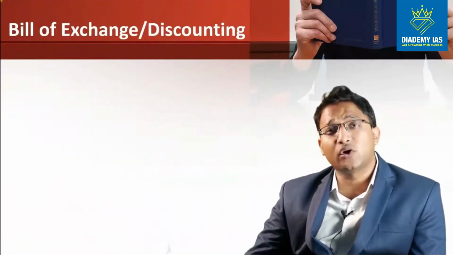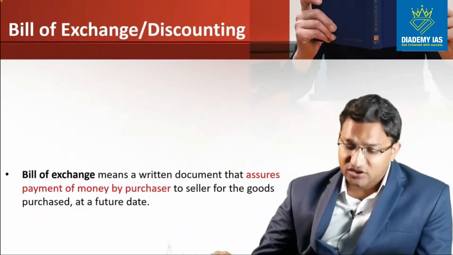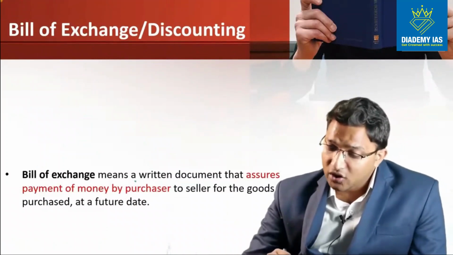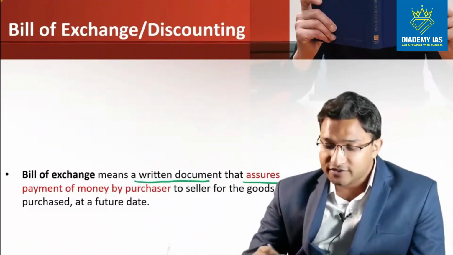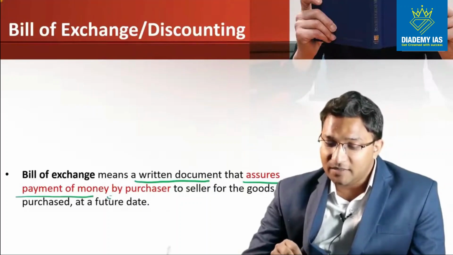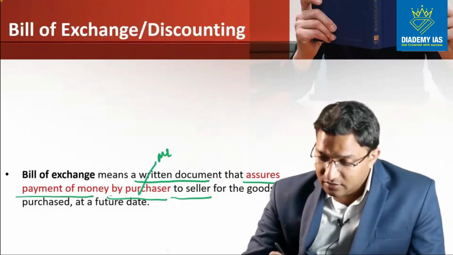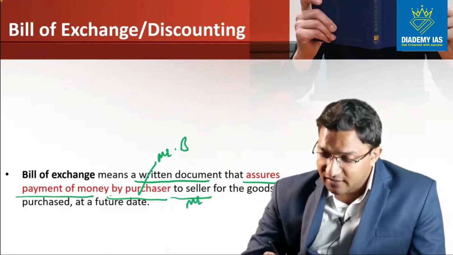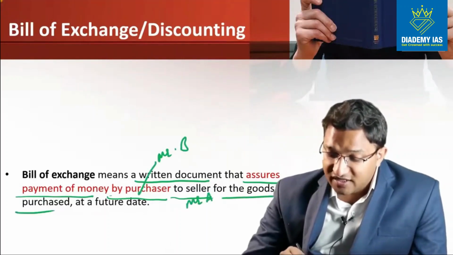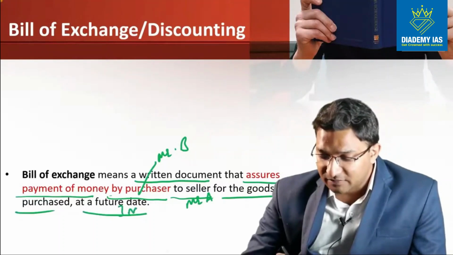So, bill of exchange or discounting. What is a bill of exchange? A bill of exchange means a written document that assures payment of money by the purchaser to the seller. By purchaser I mean Mr. B, and by seller I mean Mr. A, for the goods purchased at a future date, for example, 3 months.